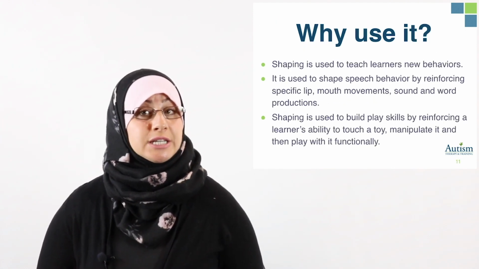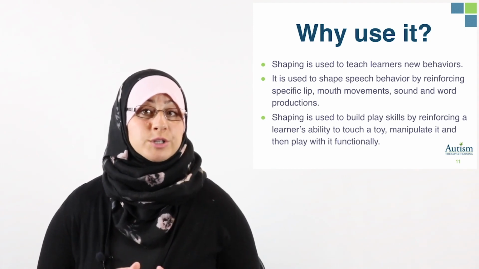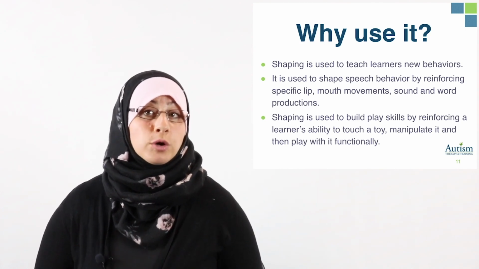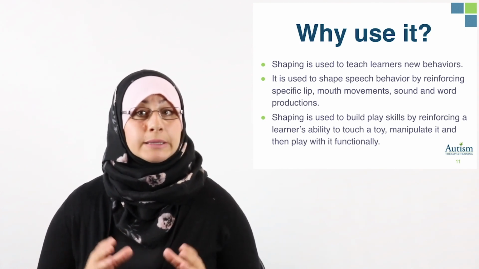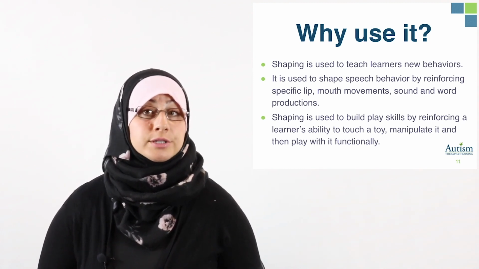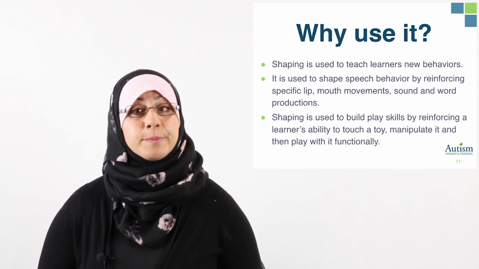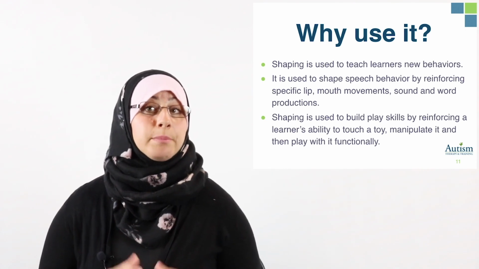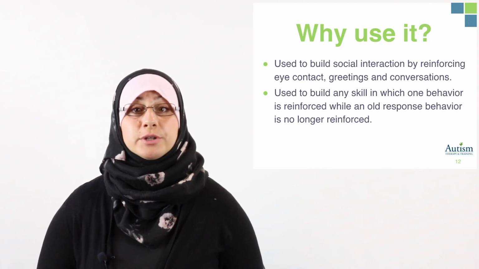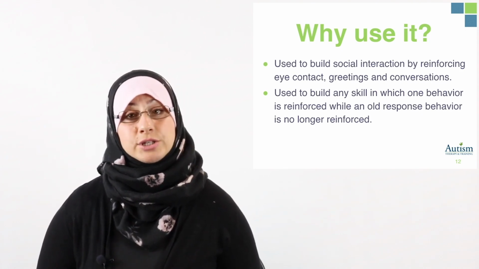Shaping is used to teach learners new behaviors. Whether it's riding a bike, doing table work, or speaking, we want to break down the skill into smaller steps. For vocal behavior, we would reinforce specific lip movements, then mouth movements, then sounds, and finally words. Shaping is used to build play skills by reinforcing a learner's ability to touch a toy, manipulate it, and then play with it functionally. Shaping is used to build social interaction by reinforcing eye contact, greetings, and conversations.